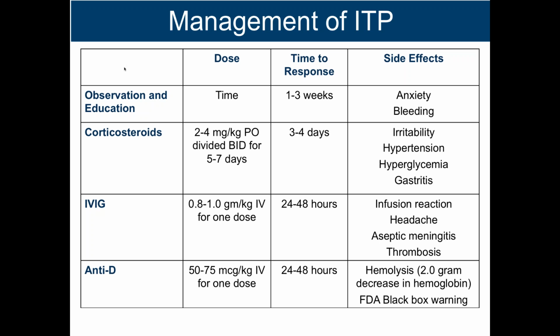IVIG can be given in a range of 0.8 to 1 gram and works very quickly, as does anti-D. So both of these are good options if you have a child where you feel like you need to get a more rapid response in the platelet count, which will occur within about 24 to 48 hours. And the main side effect of IVIG is a headache, and this is important to keep in mind.